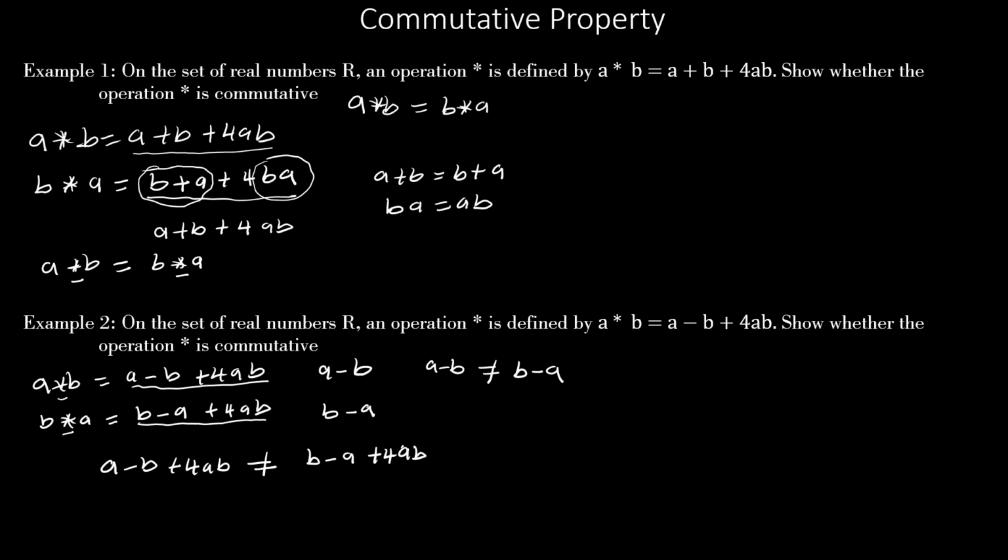I'm going to leave you with an exercise here. If you have an operation asterisk which is defined as A asterisk B to be equal to 2A plus 2B, check whether the operation asterisk is commutative. Also the second one, the operation asterisk here is defined as 2A minus B. So check whether the operation asterisk is commutative under the set of real numbers.